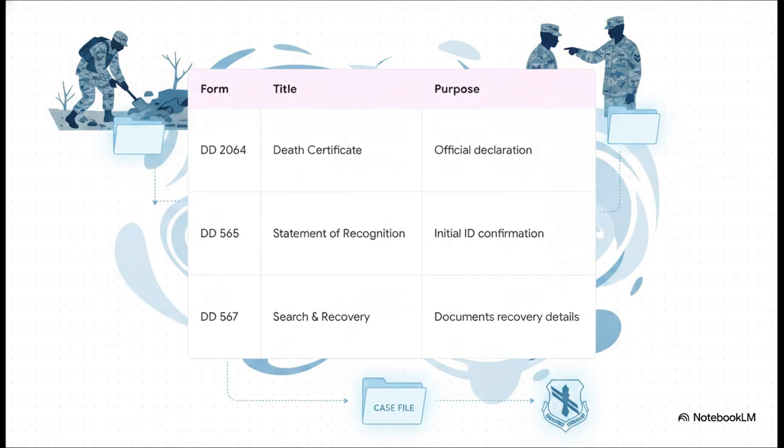You've got your DD Form 567, the record of search and recovery. That's where you lock in exact grid coordinates and incident details. Then there's the DD Form 565, the statement of recognition. If a unit member can tentatively identify them, you need them to physically sign this designated block. Both of these forms travel with the remains straight into our custody at the MACP.